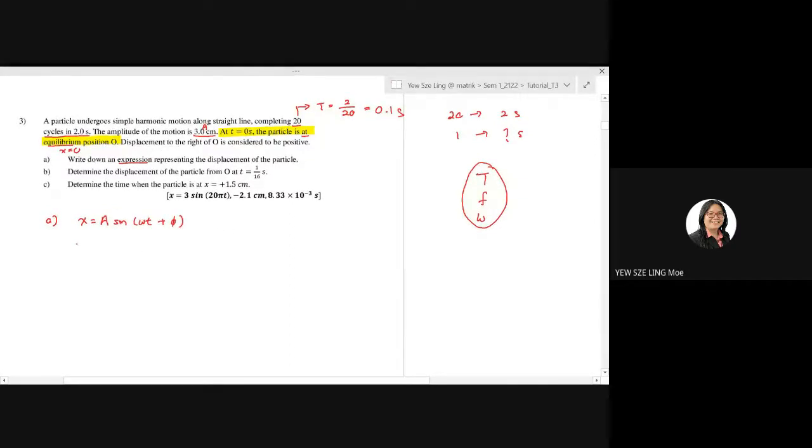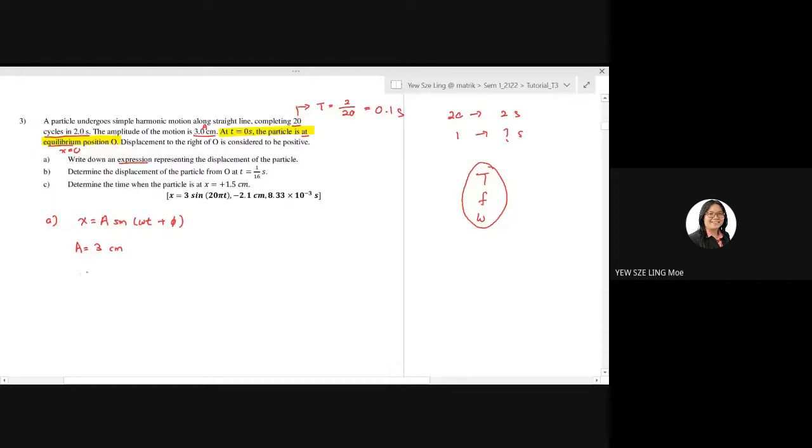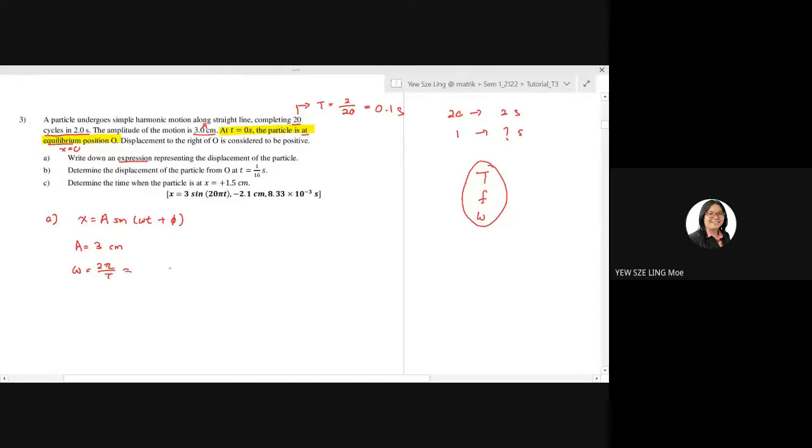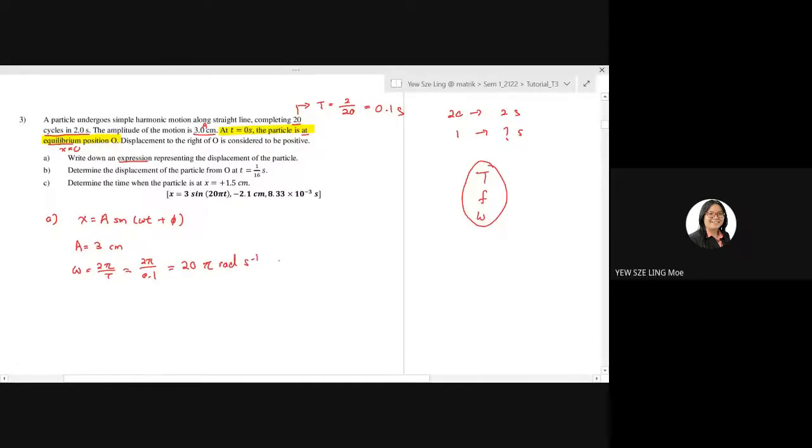So we have A equals 3 cm, and then our omega is equal to 2 pi over T, which is then equal to 2 pi divided by 0.1. This then equals 20 pi radians per second. So when you have omega and you have A, we can then proceed to calculate the initial phase angle.